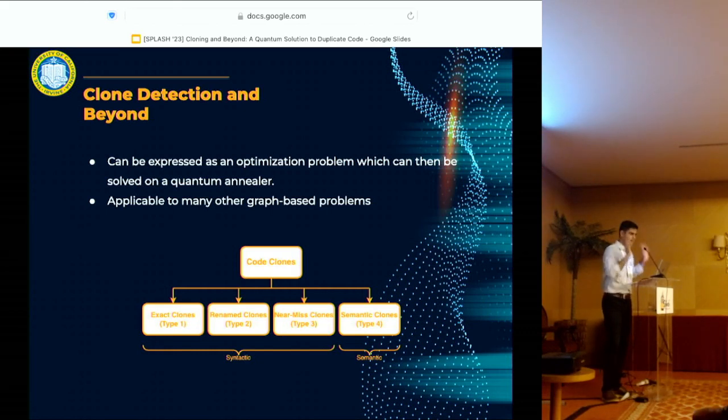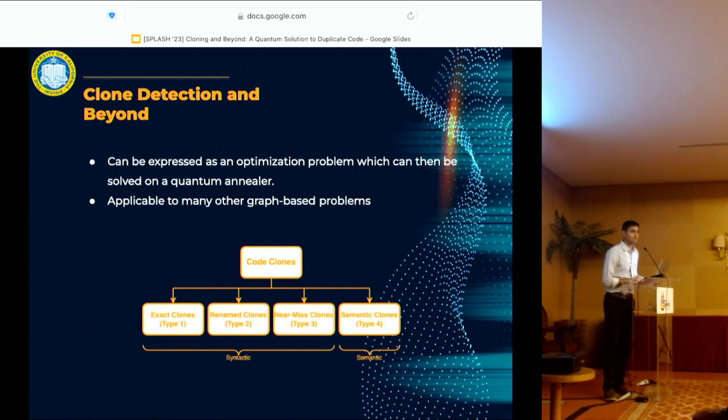So where does clone detection fit into all this? We've tried to express clone detection as an optimization problem and solved it on a quantum annealer. And the approach that we're using, the thinking paradigm, the thinking mindset that we're presenting in our paper, is applicable to other graph-based problems as well.